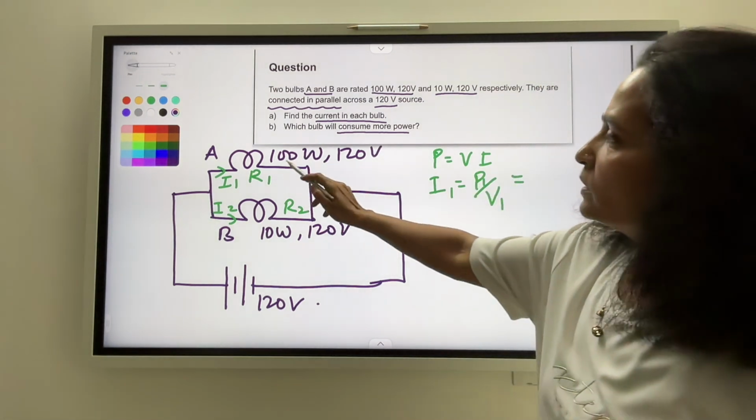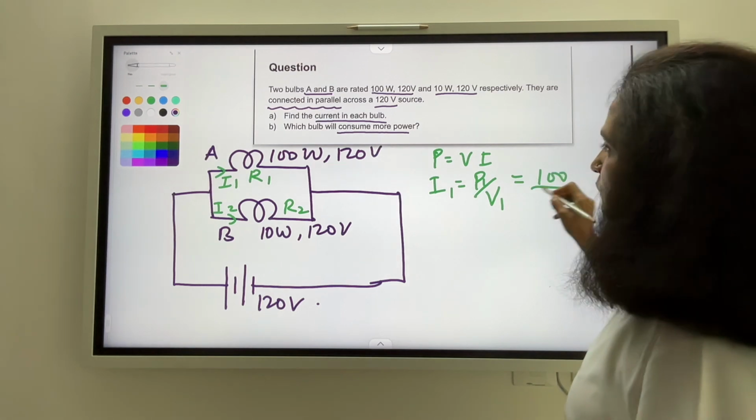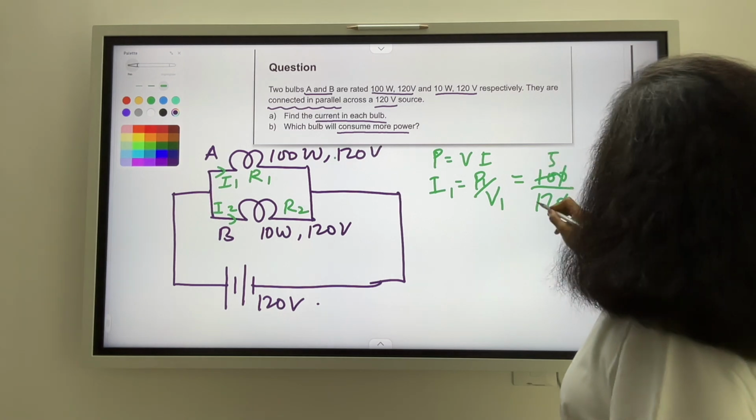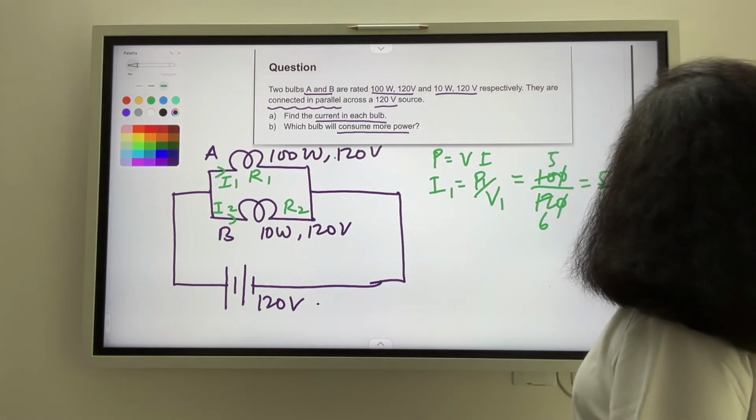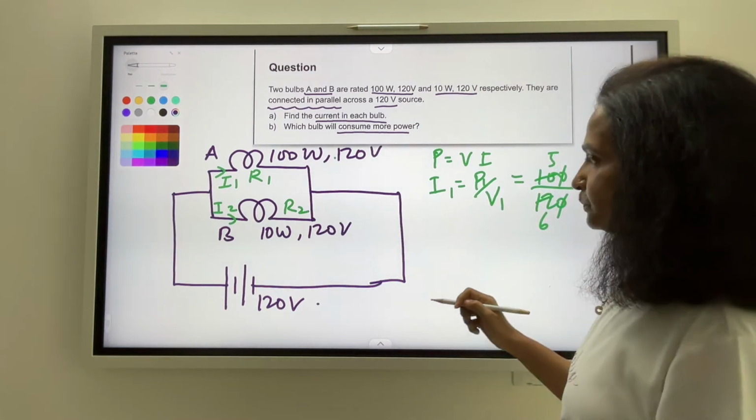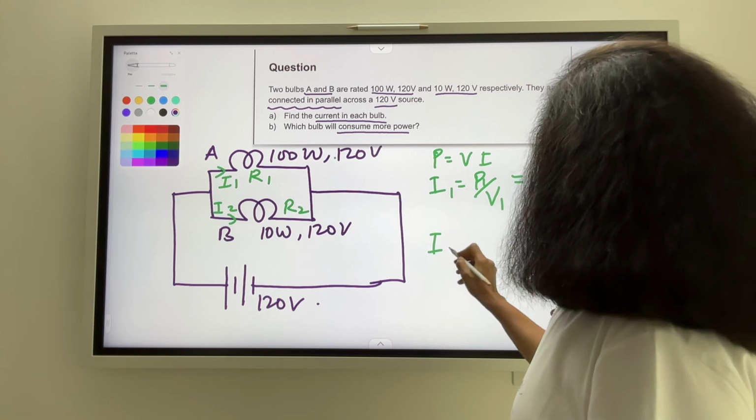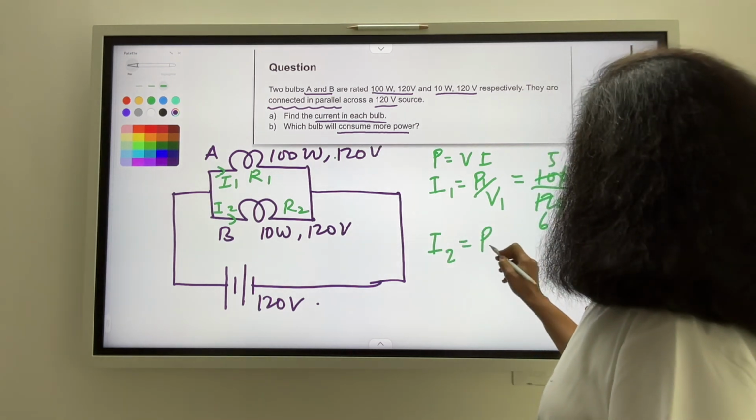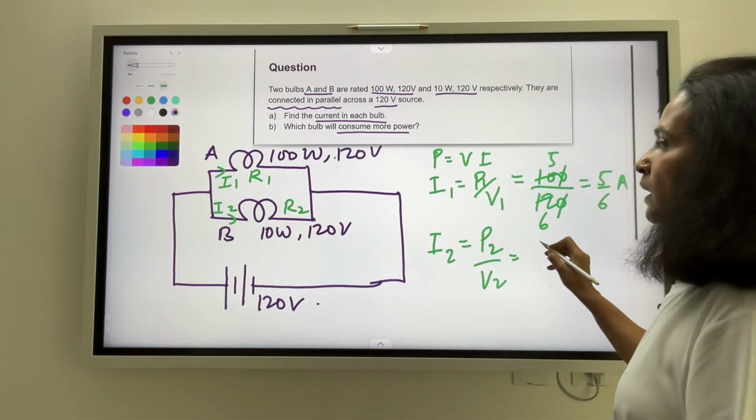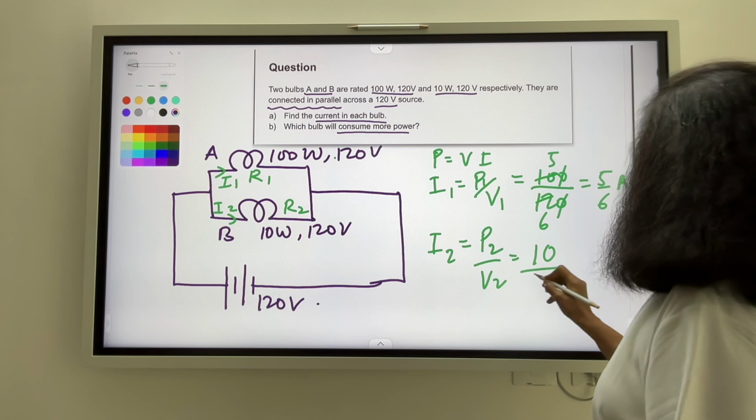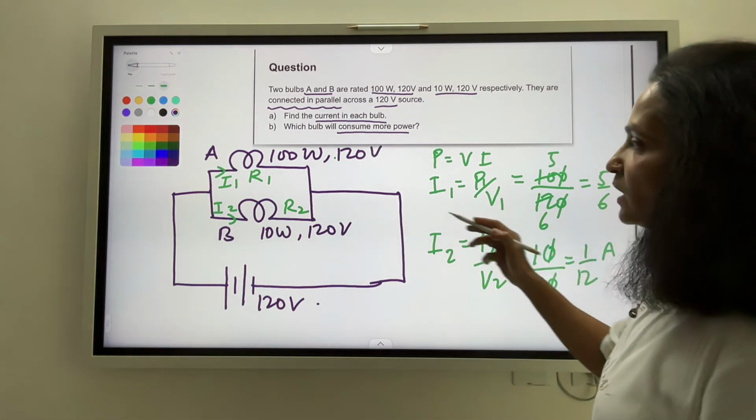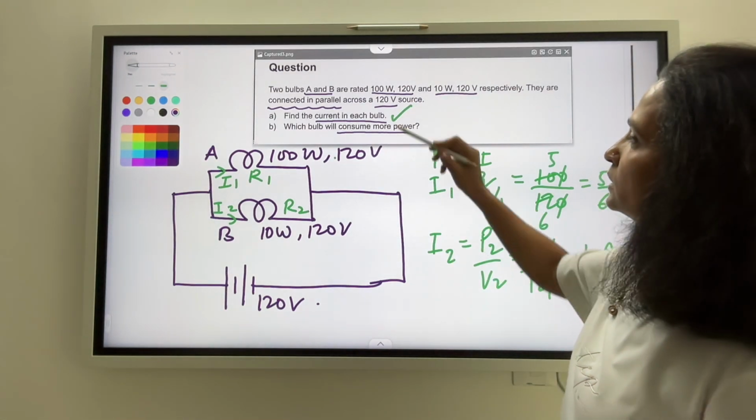Alright, so what is the power here? 100 watt hai. So 100 watt. Voltage kitna hai? 120 volt. So 2 5s are 10, 2 6s are 12, 5 by 6 ampere current is flowing through I1. I did not require R1 at all. So now what about I2? Similarly, I could get my I2 as P2 by V2. Now voltage तो same ही आ रहा है दोनों में, right? So what do I have here? I have 10 watt by 120 volt. So 1 by 12 amperes. So I have found out the currents in the two bulbs.